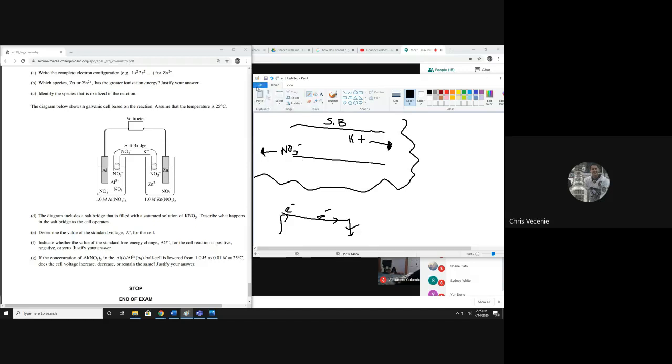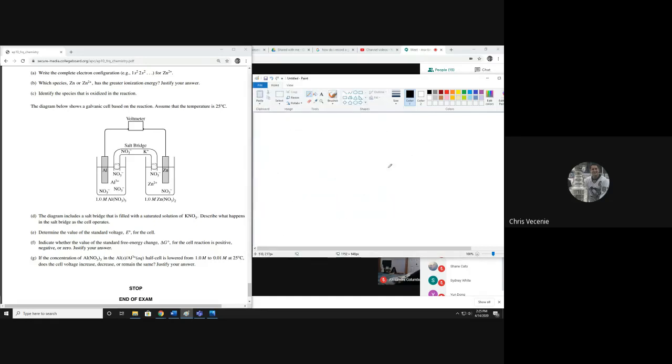Okay. All right. Let's move on to E. So E wants us to get the standard voltage, the cell potential for the cell. All right. Jan, talk to me. How do we usually get cell potential?